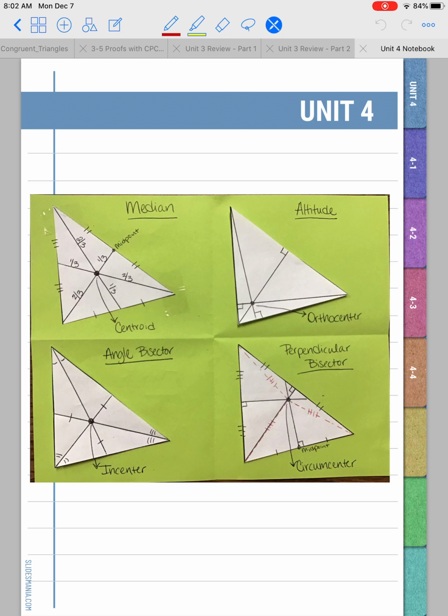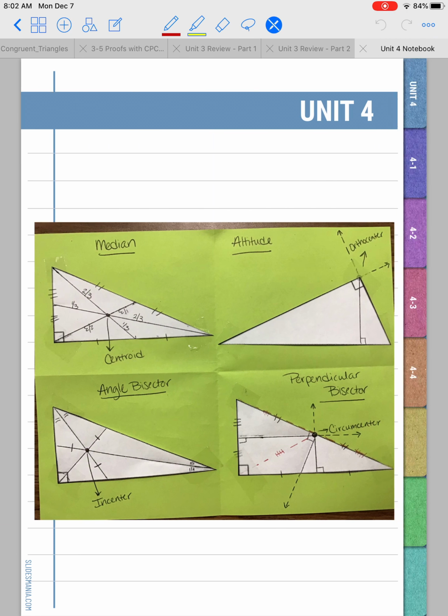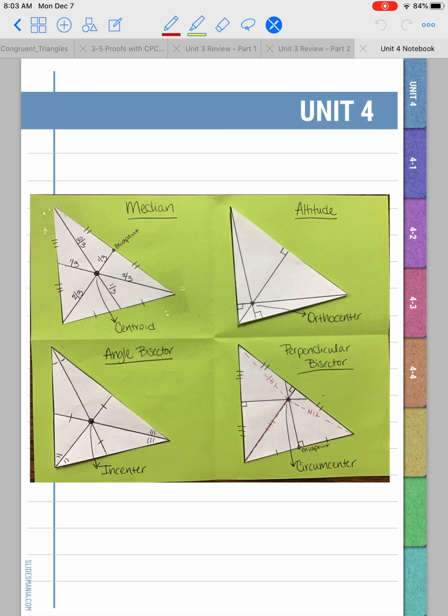All right, lesson 4-1, we're talking about bisectors of triangles. And as you're working through these questions, use these first 3 slides here that I'm showing you as guidance as you're working. Determine, is it a right triangle? If it is, use these pictures here.